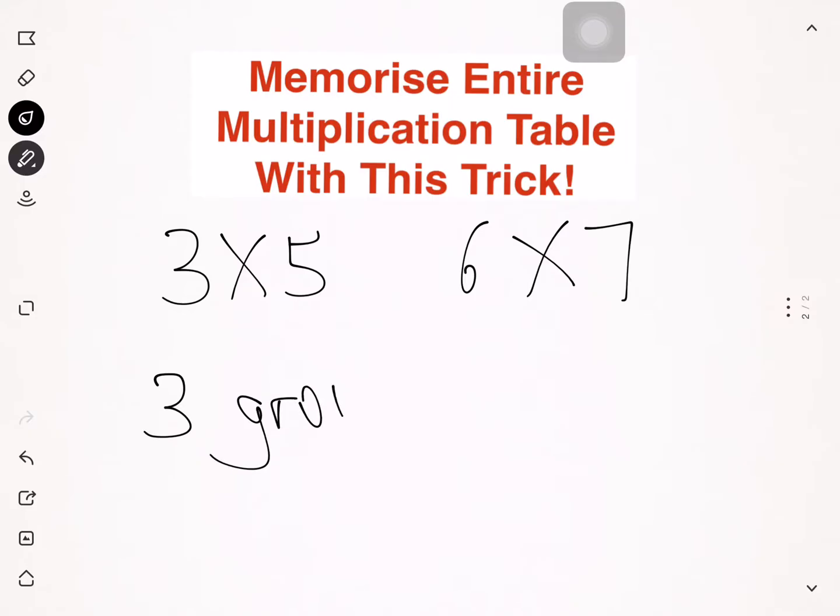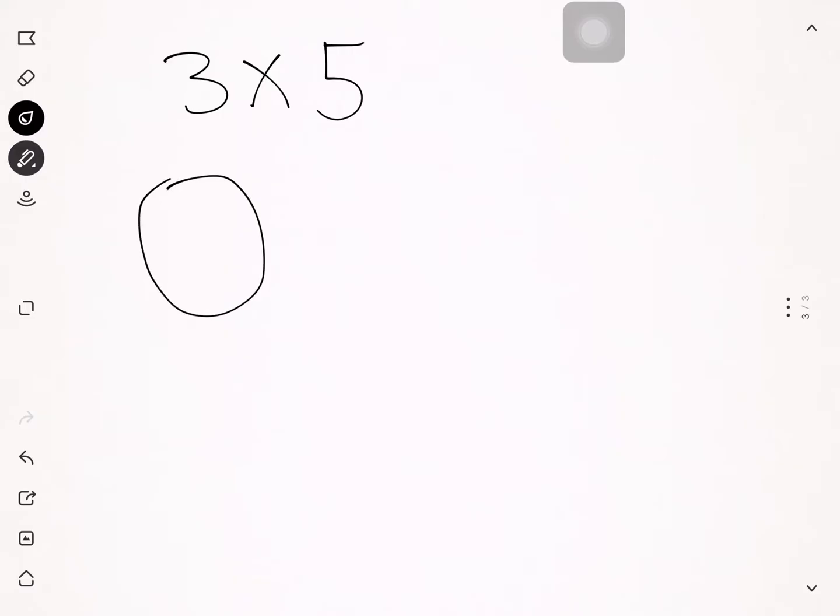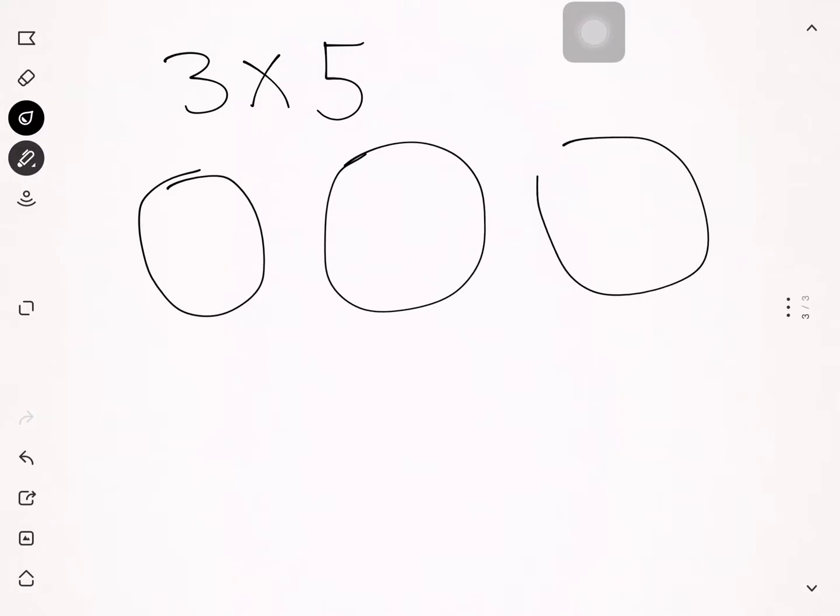groups of 5. So how do you draw 3 groups of 5? Simple, this is how you should do it. 3 times 5, right? So, one group, two groups, three groups. So in each group you have how many?